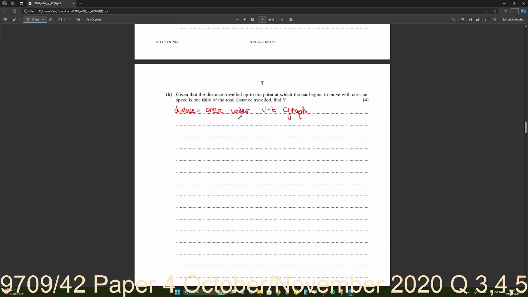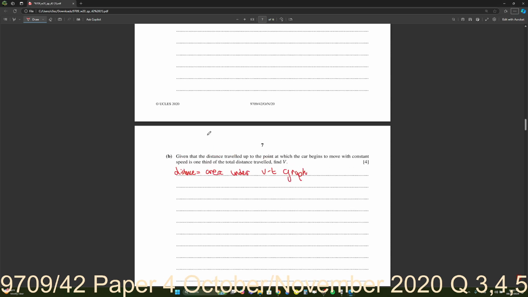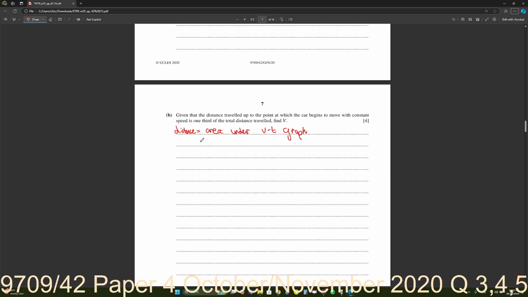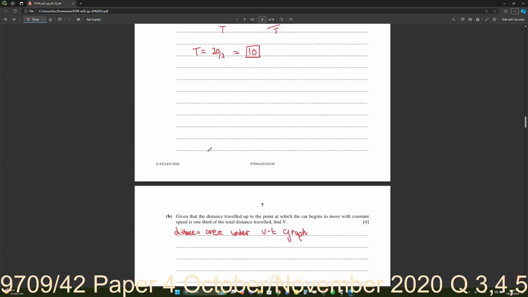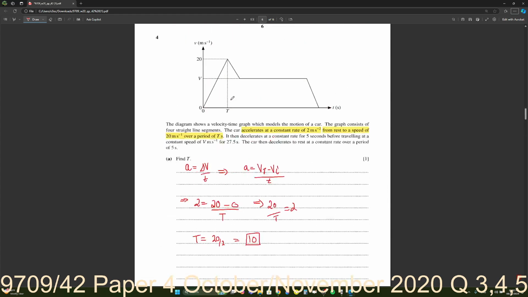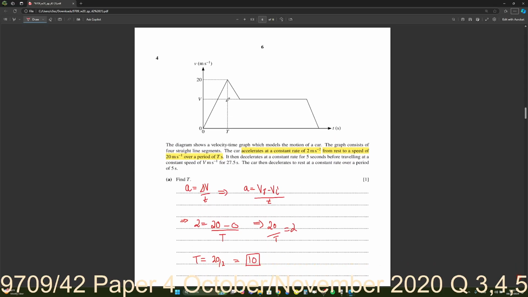But you're supposed to mention this, and you're supposed to mention the formula used for each shape, which is pretty annoying. However, I'm gonna show you all of this. So we said that t is equal to 10. So I'm gonna go back to my graph just so you can help visualize it.